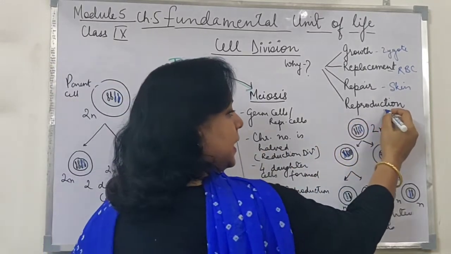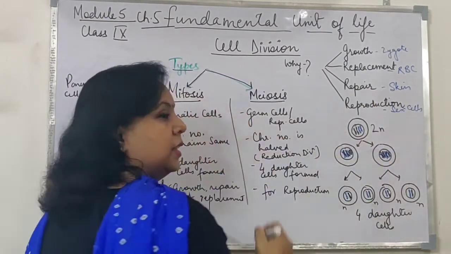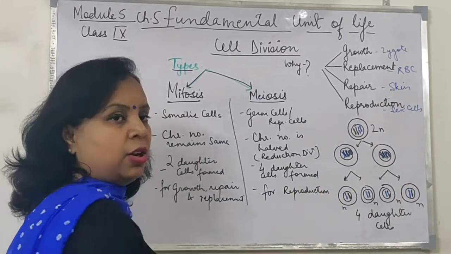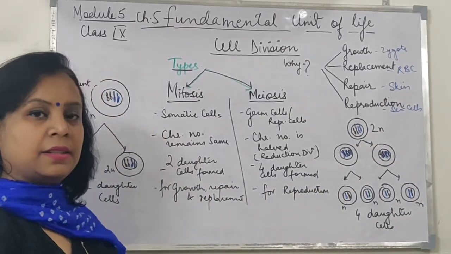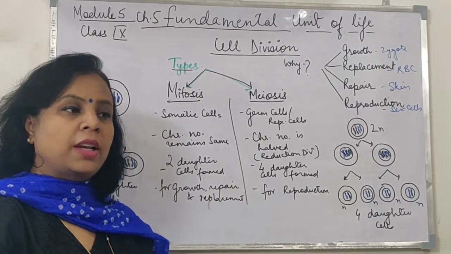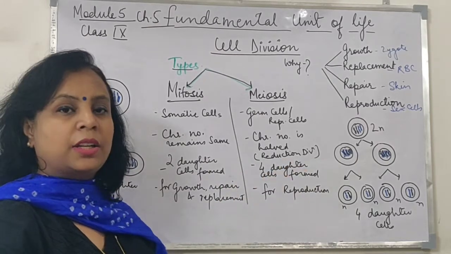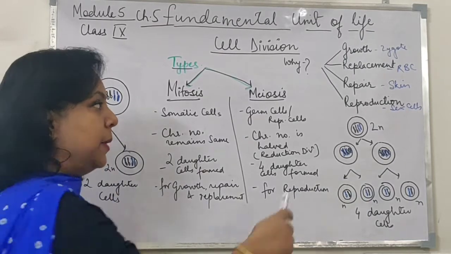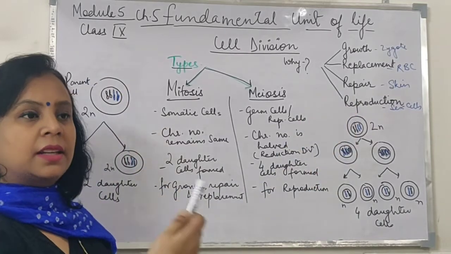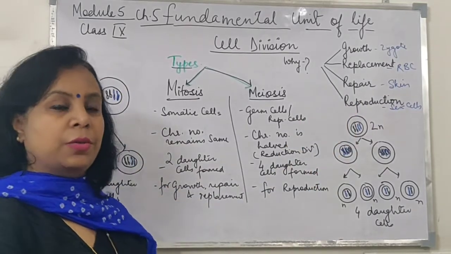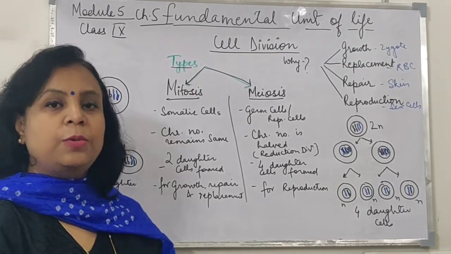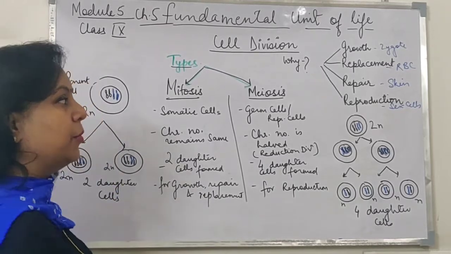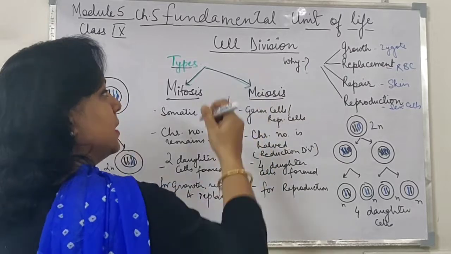Last but not the least, the cell division is important for reproduction. Unless and until reproduction is there, new sex cells will not be formed. For example, in plants, the formation of pollen grains and ova takes place by reproduction. In case of human beings, the formation of ova and the sperms take place by reproduction. If it will not take place, the species is not going to continue. So for the continuation of species, any type, whether unicellular, multicellular, any type of organism, we require cell division.